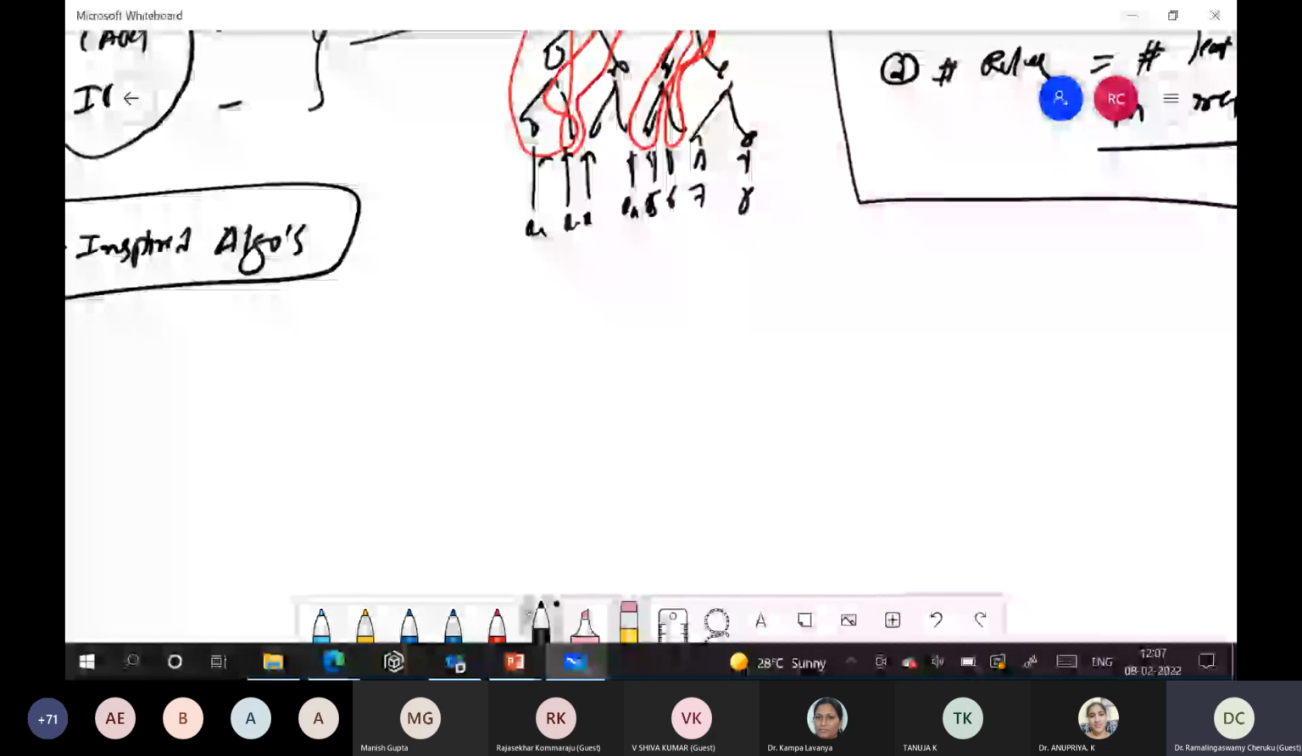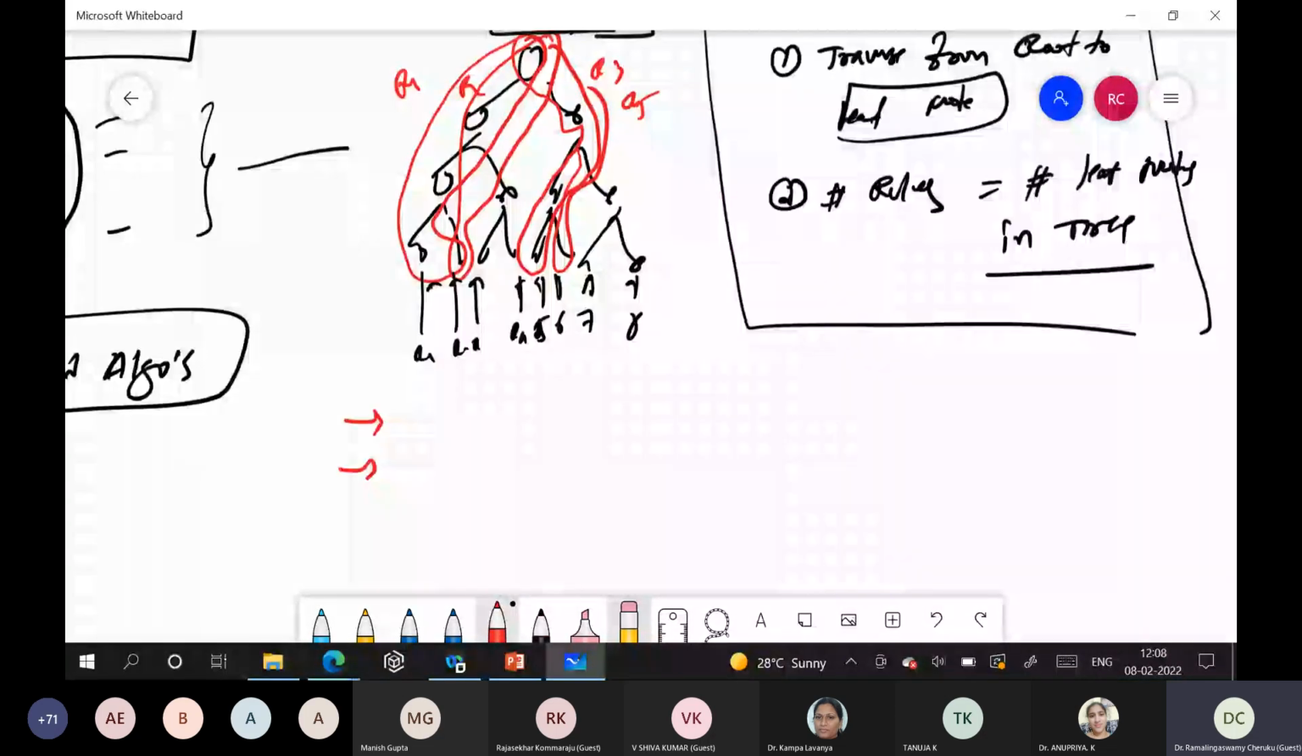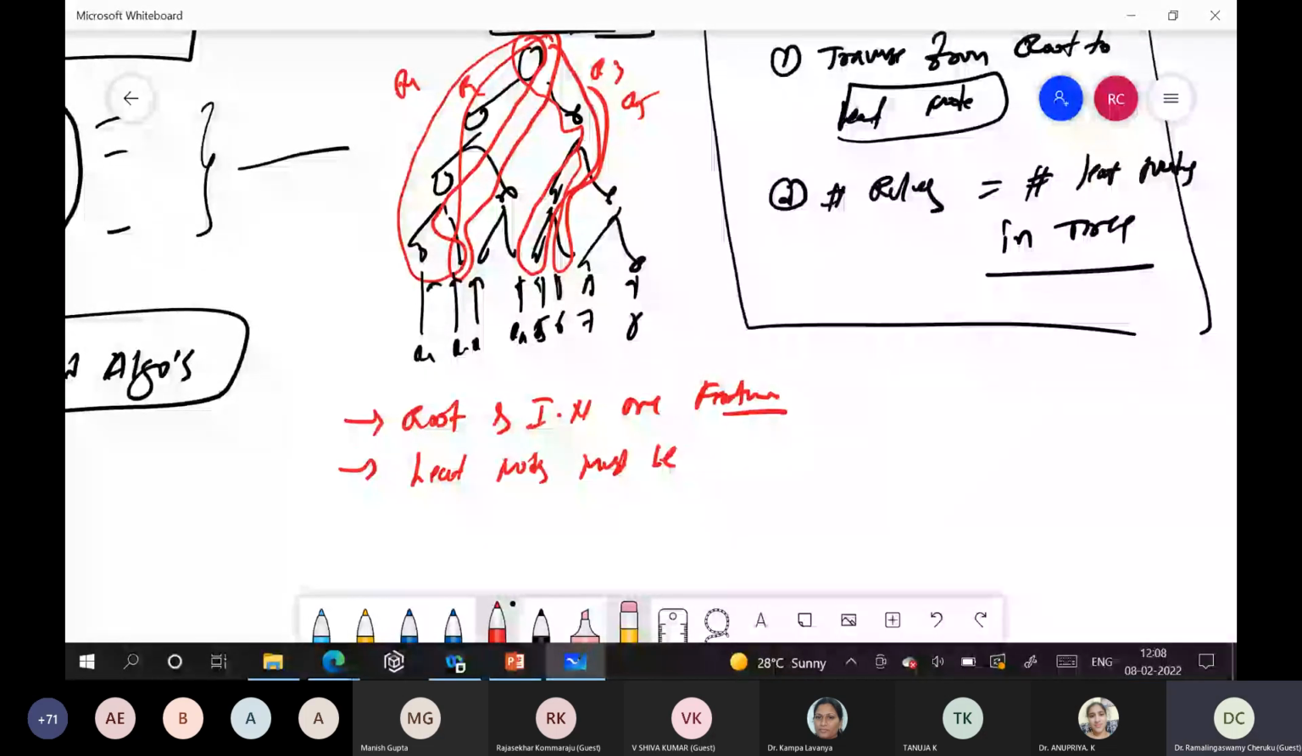Right. And I want to discuss something about these trees. In this tree, the root and internal nodes are the features. So what is the specialty of this tree? The root and internal nodes must be features, and the leaf nodes must be ground truth or class labels.